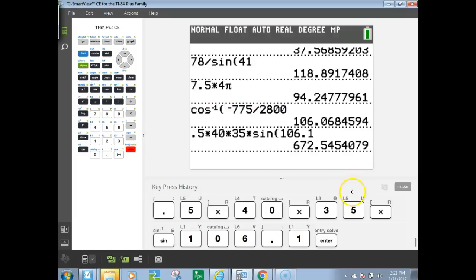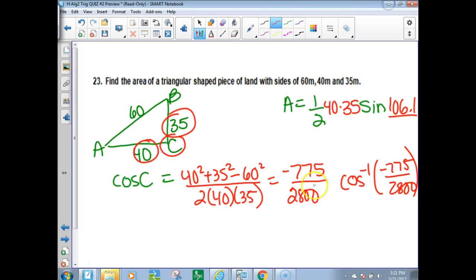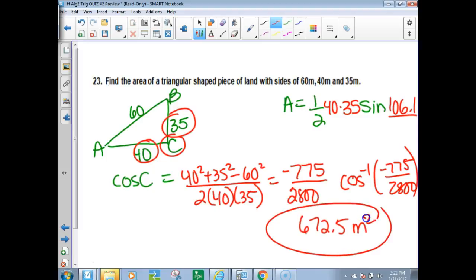I type it right? You guys get 672.5-ish? Does anybody find a different angle? And this is in square meters. You did the angle C. Did anybody do the other two angles, one of the other ones, before I went over it? No? Well, if you did, it comes out just a touch different on the decimal because of different points of rounding. We rounded twice in the problem.